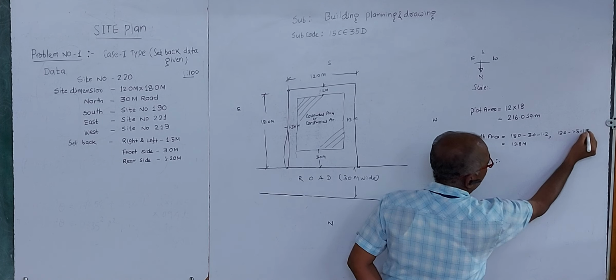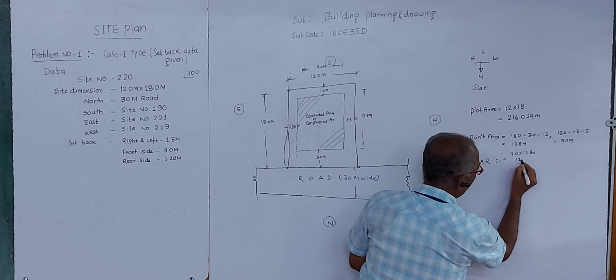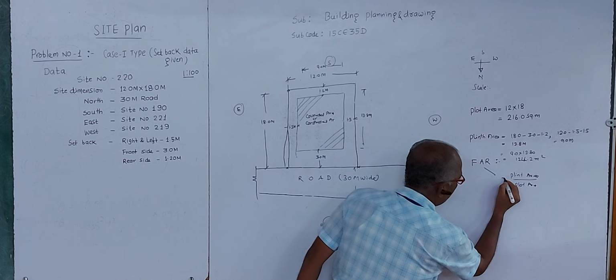Then this road will be considered in the cut sections in these line diagrams. Then here the plinth area is equal to 9 meter into 13.8 meter, which is 124.2 meter square. Then floor area ratio is equal to the plinth area divided by the plot area.